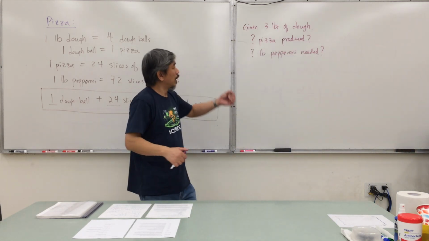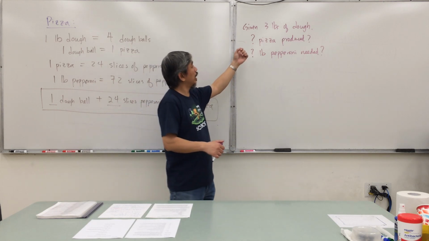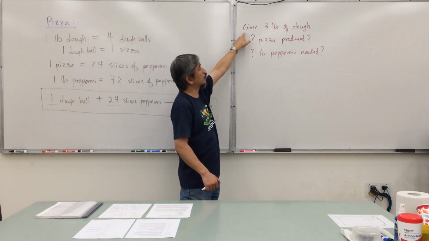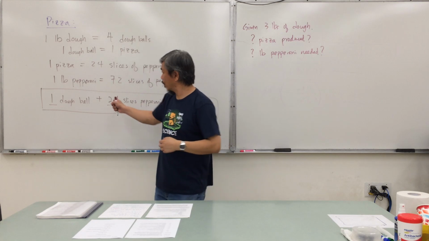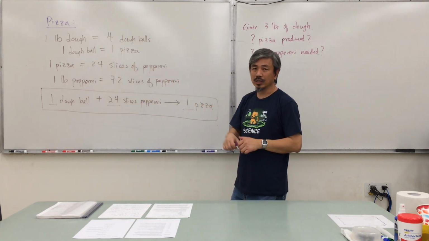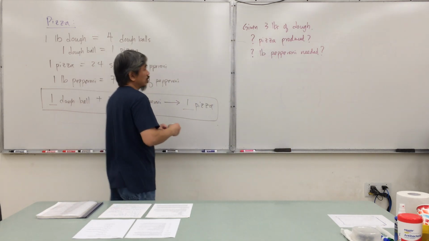How many pizza can I expect to get at the end of my journey? And how many pounds of pepperoni should I go ahead and buy, knowing that I have 3 pounds of dough? So what do I do? Well, I use the idea of the mole ratio based on these numbers over here, and then do a unit conversion type of process. So this is the core of your stoichiometric process.